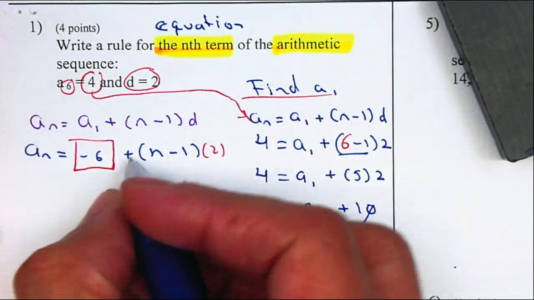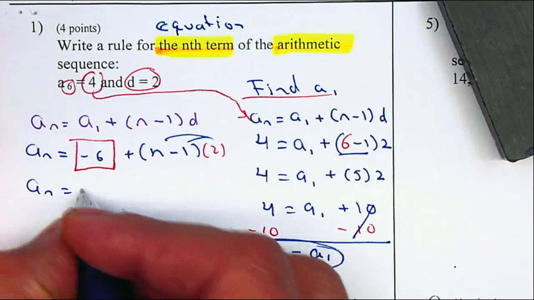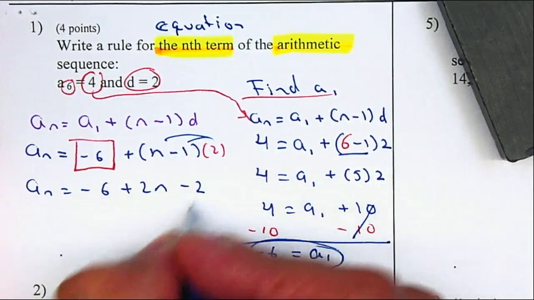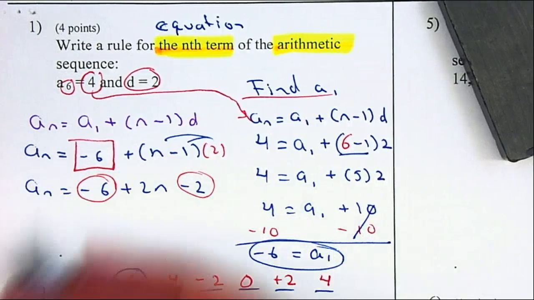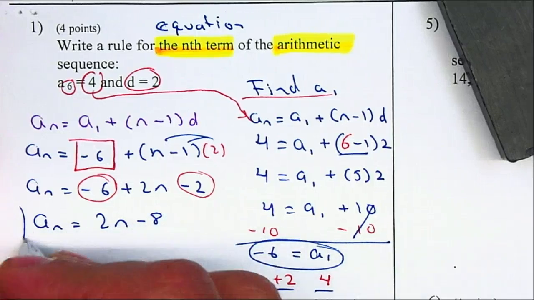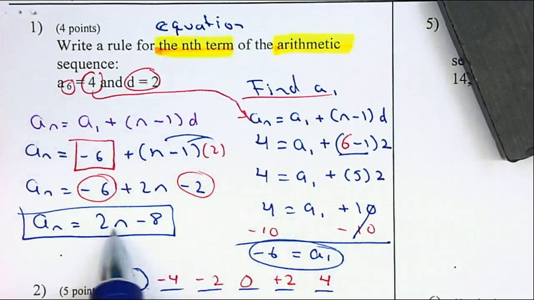And once you find your first number, we just multiply it out. So it gives me a sub n is equal to negative 6 plus n times 2, which gives me 2n minus 2. I'm going to combine my like terms. So it gives me a sub n is equal to 2n minus 8. And that's the equation. That means that if you plug in a 6, it should give you a 4. And it does.